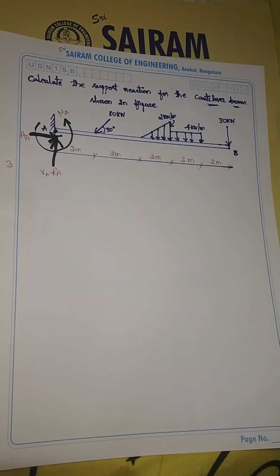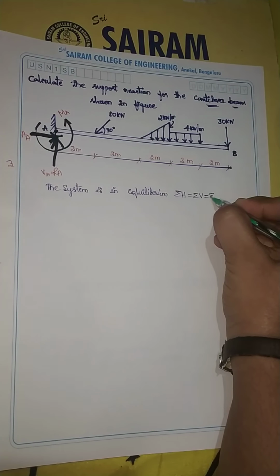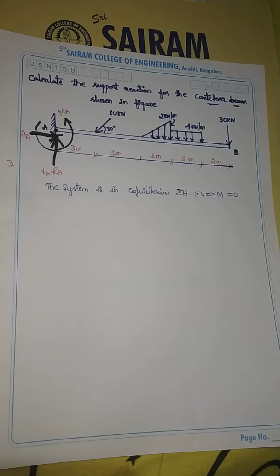We have already studied equilibrium conditions in the last chapter. If you want to see any structure in a stable condition, we have to apply the equilibrium conditions for that. That is, all the forces are 0. That means the system is in equilibrium, so that sum of H, that is horizontal forces, sum of V, that is vertical forces, and sum of all the moments is equal to 0. So these three conditions we have.